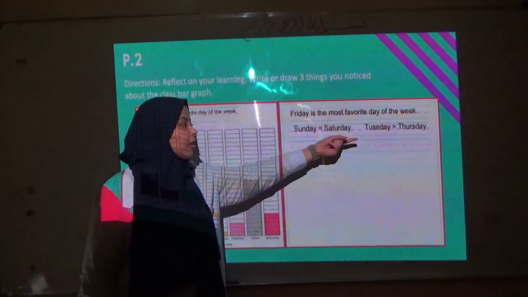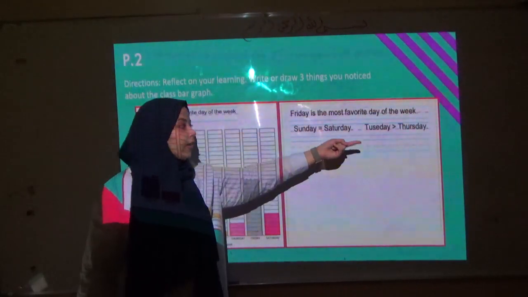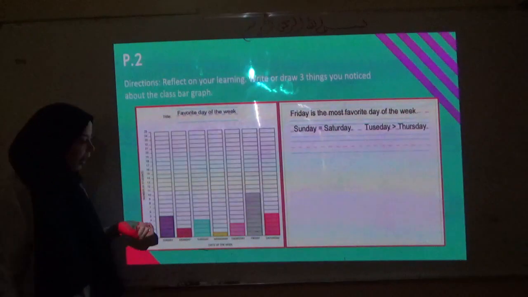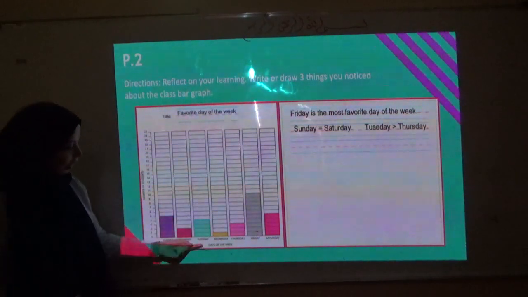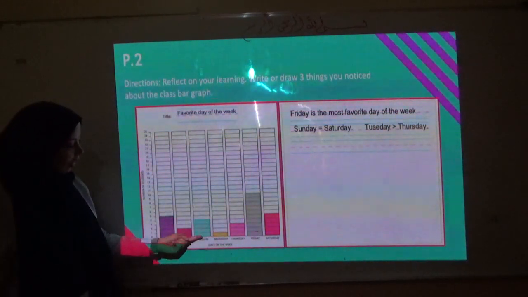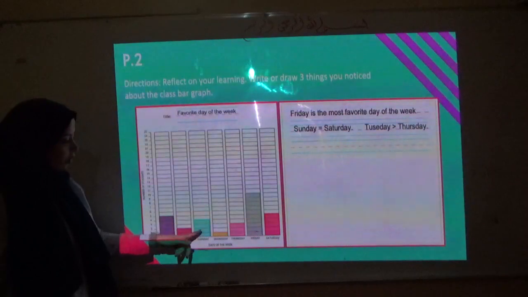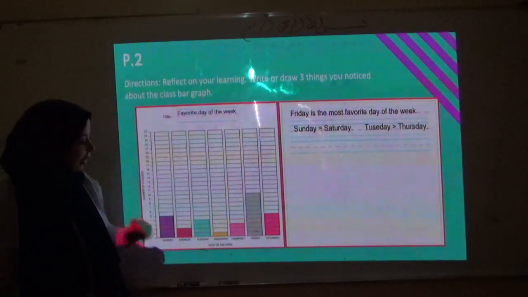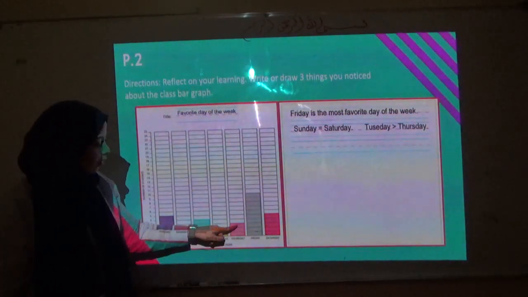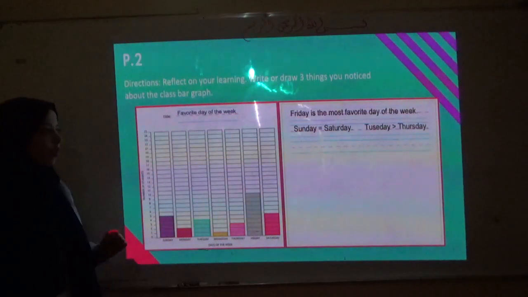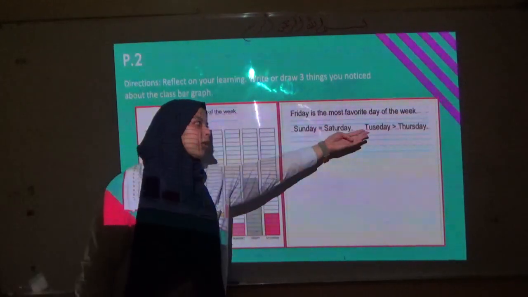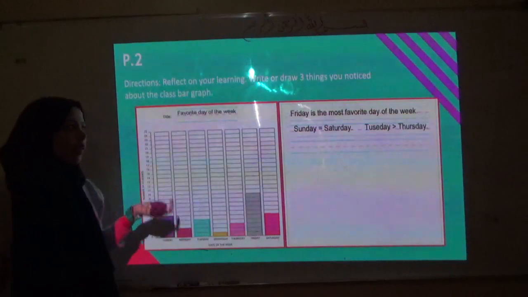Another piece of information is Tuesday is greater than Thursday. Going back to the graph, here I have Tuesday. When counting, I have the first rectangle 1, 2, 3, 4. So I have 4 students. And on Thursday I have 1, 2, 3, only 3 students. So obviously Tuesday is going to be greater than Thursday.